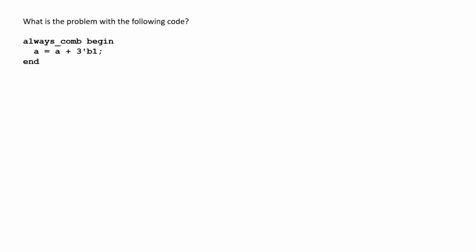Okay, this one, what is the problem with the following code? A equals A plus 1. This is a very common thing to do. This creates a counter, right? The only problem is that it's in an always comb. It's not a clock. For this to be a counter, you'd want to synchronize this to the clock. So you'd want to have always at pos edge clock there. Otherwise, this creates a dependency that doesn't have a flip-flop in the feedback loop.